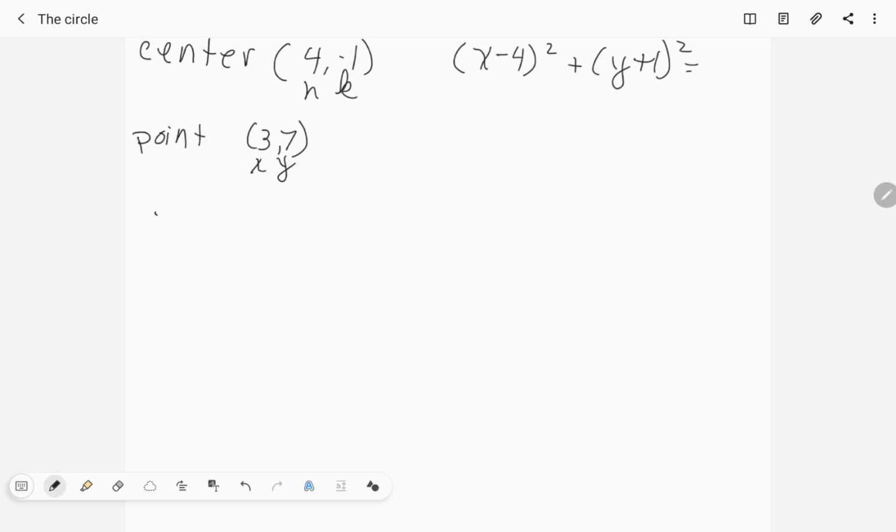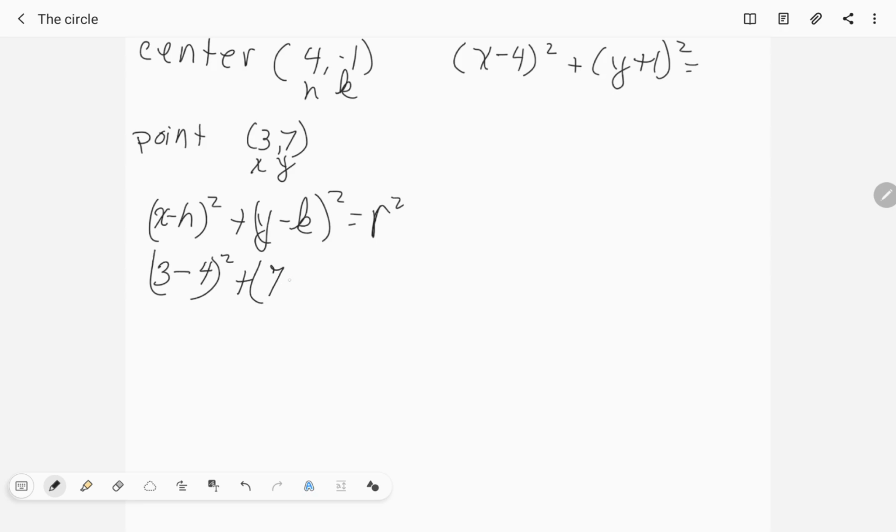And so if I know the formula is (x minus h) squared plus (y minus k) squared equals, sorry, it's not 1, it's r squared. My apologies. If I know that that's the formula, I can fill in h, k, x, y, and all I'll be left with is r squared. So x is 3 minus h, which is 4, squared, plus y, which is 7, minus -1, so plus 1 squared, is r squared.